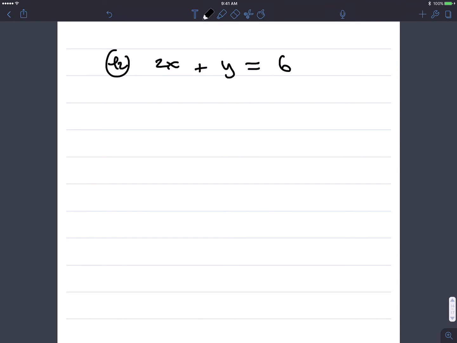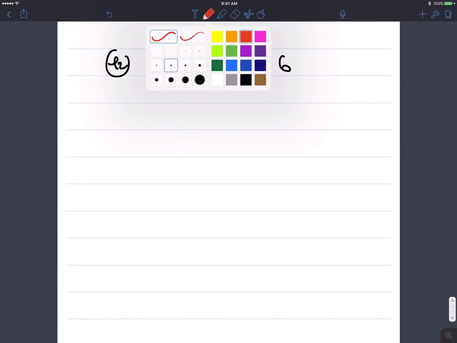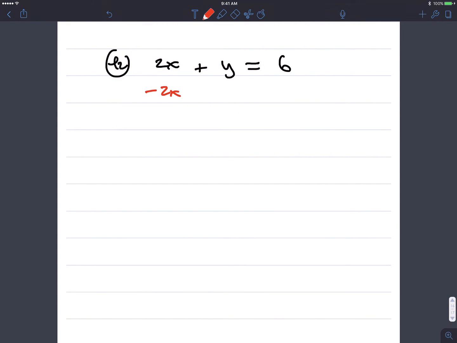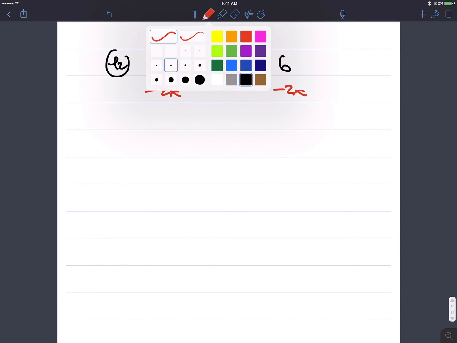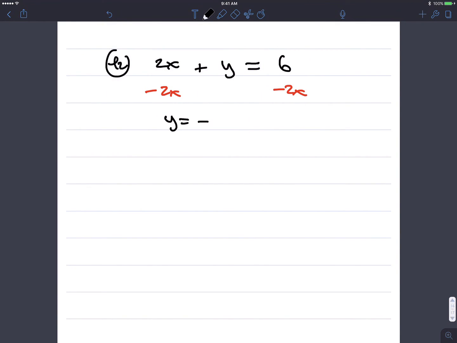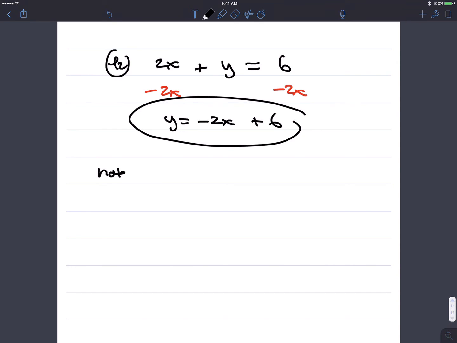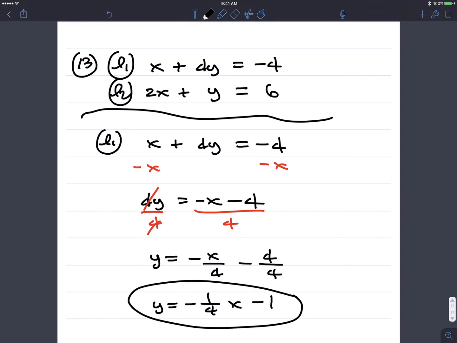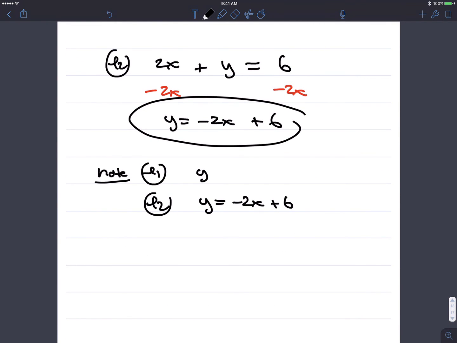Second equation, 2x plus y is 6. We're going to solve this equation for y. Subtract 2x from both sides. Get y is negative 2x plus 6. Here's the second equation. So let's note. We just got the second equation. Negative 1/4 x minus 1. Here's my first equation.